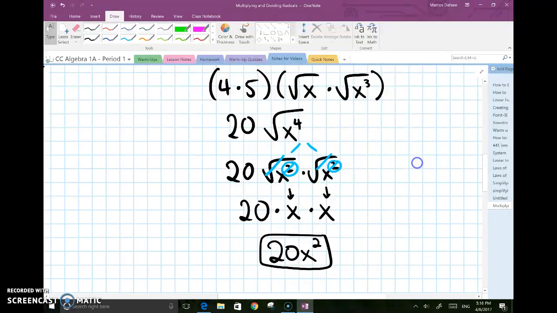Okay? Remember, whenever you have higher powers inside and you're dealing with a square root sign, try to see how many powers of 2 you can pull out of there. It's simply a matter of dividing in your head. All right.